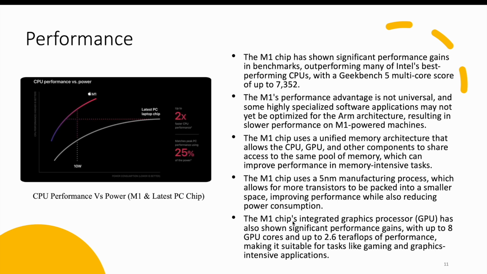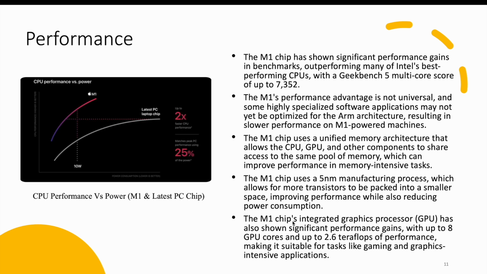For example, highly specialized software applications may not yet be optimized for the ARM architecture, resulting in slower performance on M1 powered machines. However, as more developers release ARM optimized versions of the software, the M1 advantages are likely to become even more pronounced.